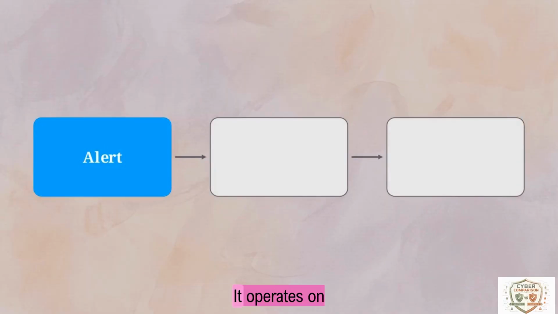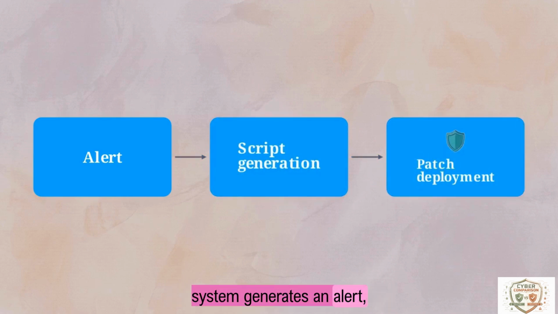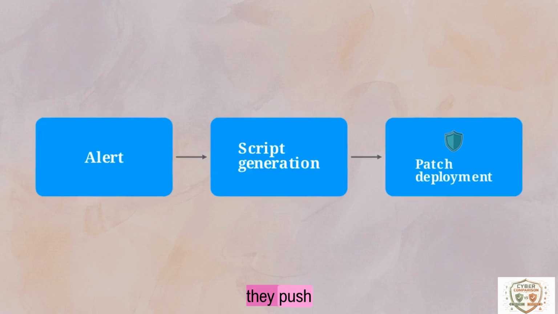It operates on a straightforward three-step loop. The system generates an alert, a human reviews it to create a remediation script, and finally, they push a patch deployment to the vulnerable server.